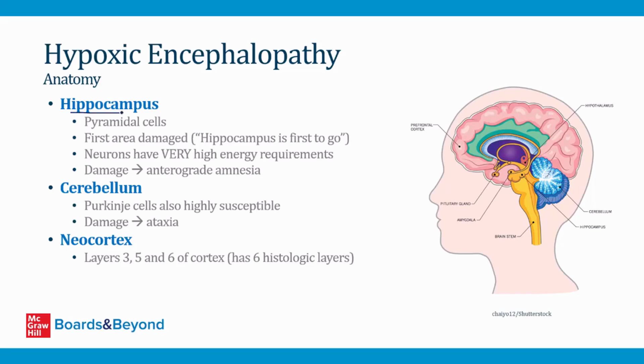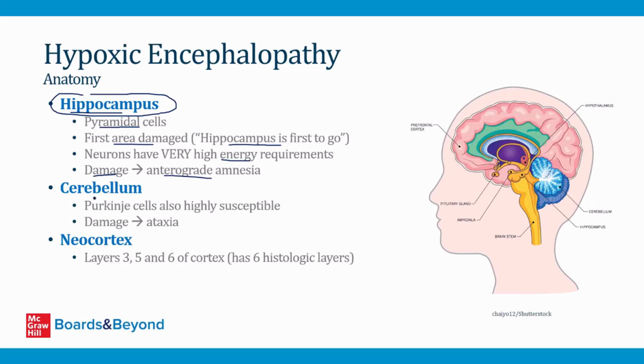So the hippocampus is famous for being highly vulnerable to loss of blood flow. Specifically, it has cells called pyramidal cells that are the first damaged cells when there is loss of blood flow to the brain. Some people remember this by the mnemonic, the hippocampus is first to go. The reason for this is because the pyramidal cells are neurons that have very high energy requirements, so they need a constant supply of oxygen and glucose. And the hippocampus is a structure in the brain that's important for learning and memories. And so when you have damage here, patients can develop anterograde amnesia, which is a specific type of amnesia that I talk about in other videos.